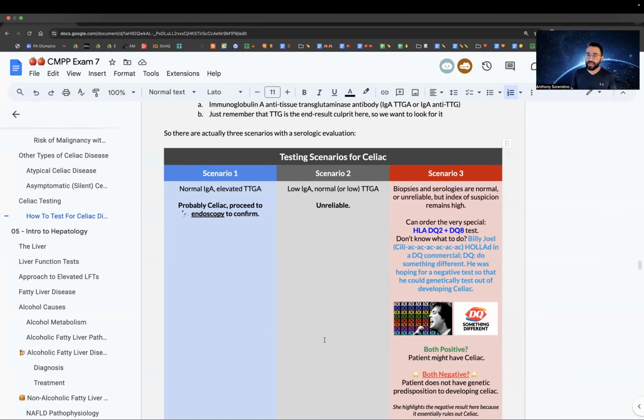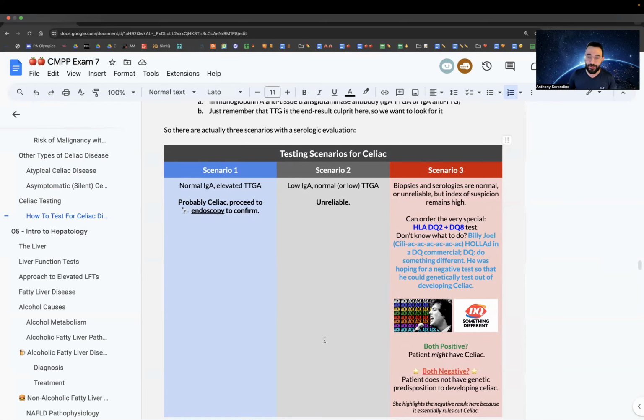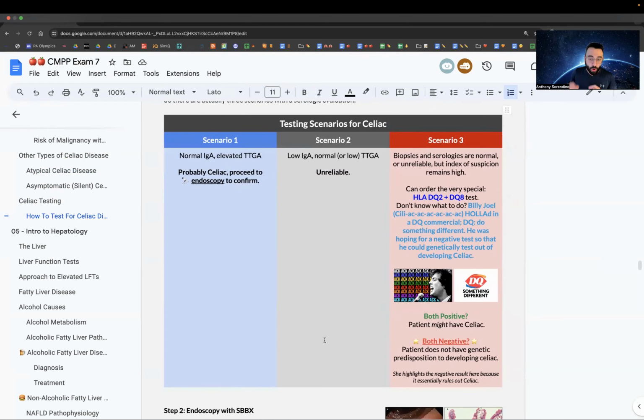If the biopsies and serologies are all normal, but we have an index of suspicion that this could be celiac, we can order a very special HLA DQ2 plus DQ8 test. Okay, if both of these are positive, your HLA DQ2 and DQ8, they might have celiac. You still don't know at this point. It's crazy. But, and this is the big thing that she highlighted, if they are both negative, the patient does not have genetic predisposition to developing celiac. So if they're both negative, that's amazing news. You don't have it, you probably will never get it, or at least you don't have a genetic predisposition to it. So you're looking for the negative on this.